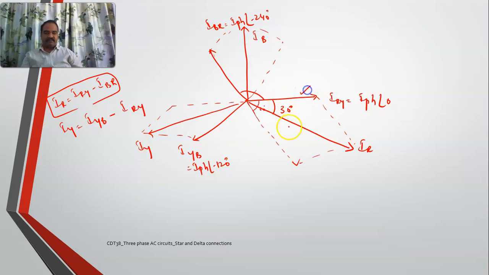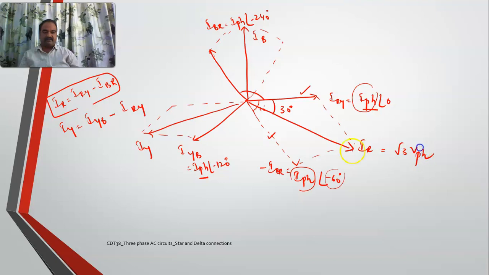Now if you see, similarly, again, I may get a magnitude. See, these two vectors are equal, IRY and IBR. They both have a magnitude of I phase. So this is minus IBR. It is having the same magnitude, but the angle is minus 60. Right. So we have seen it in the last case. So its magnitude will be root 3 I phase.